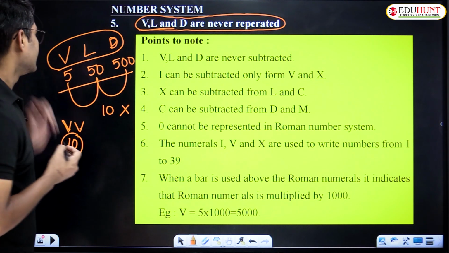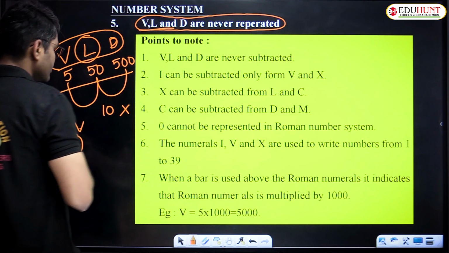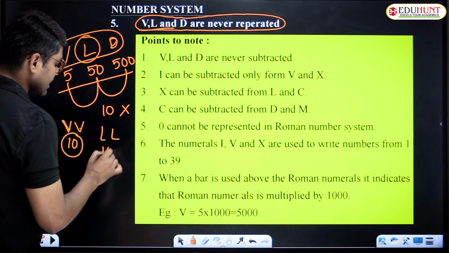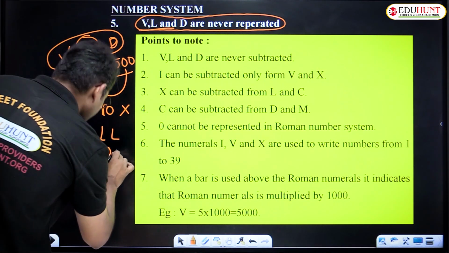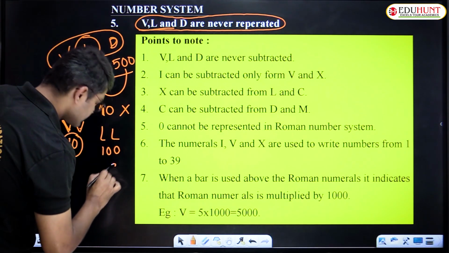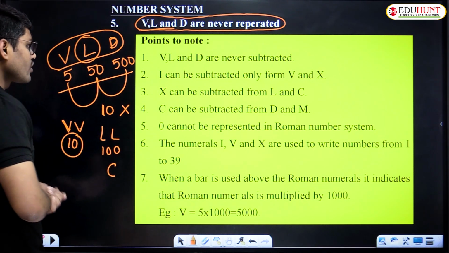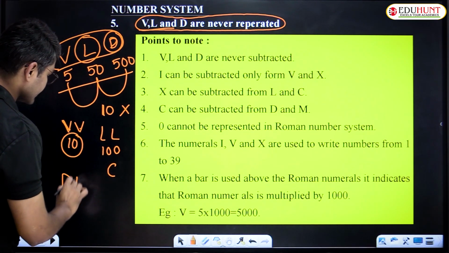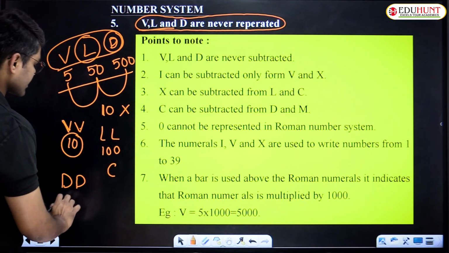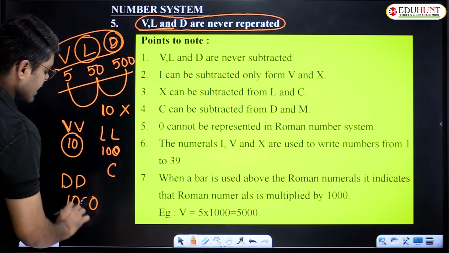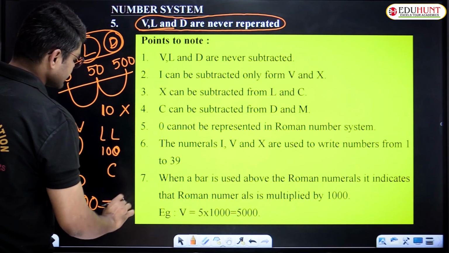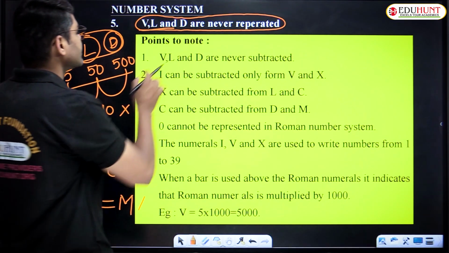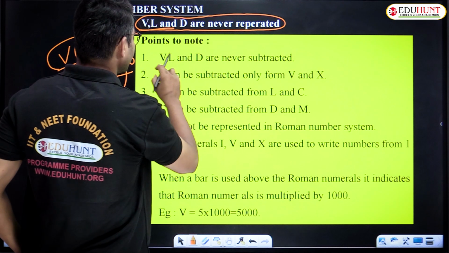Now see L. I should not repeat L because LL is nothing but 100, and I know the exact value for 100, that is C. D should never be repeated. Why? DD is nothing but 500 plus 500, which is 1000, and I know the exact value for 1000, that is M. That's why we should not repeat V, L, D.